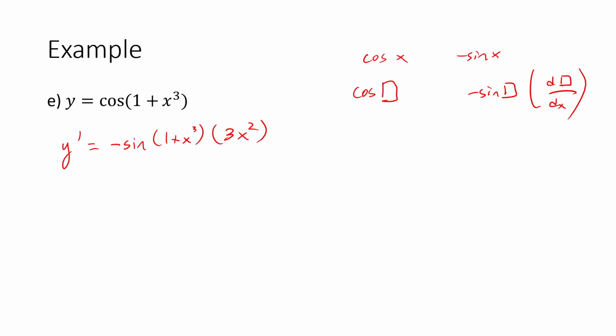And it can be a little bit confusing if we leave it that way, because we might be tempted to think that that 3x squared multiplies 1 plus x cubed. It absolutely does not. So instead, it's often convenient to multiply that negative 1 factor in front by the 3x squared, and then multiply that by the sine of 1 plus x cubed.